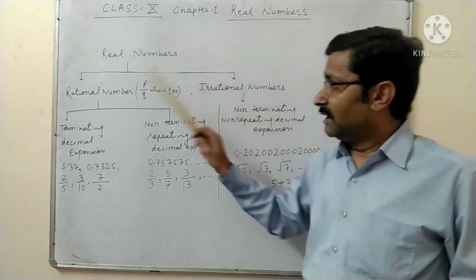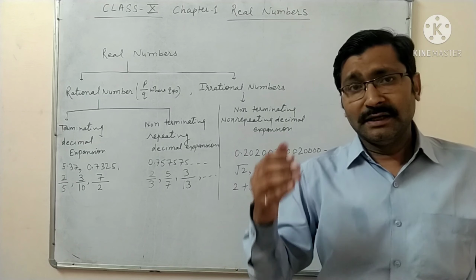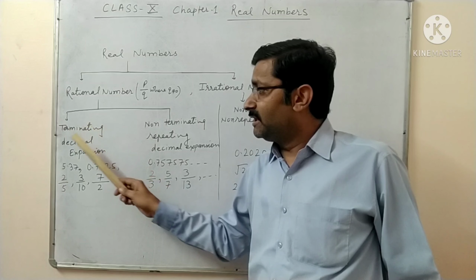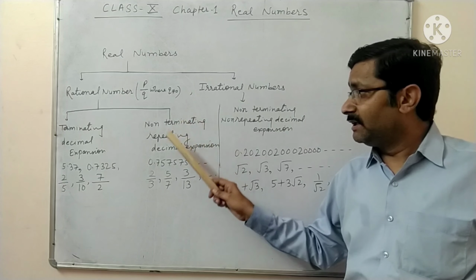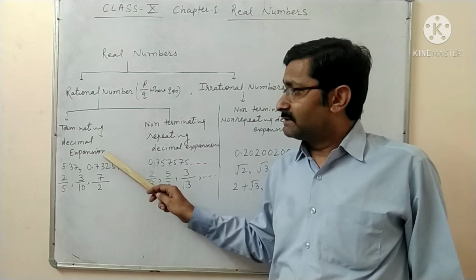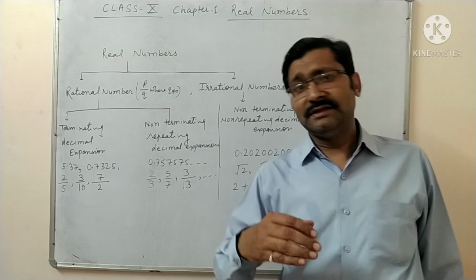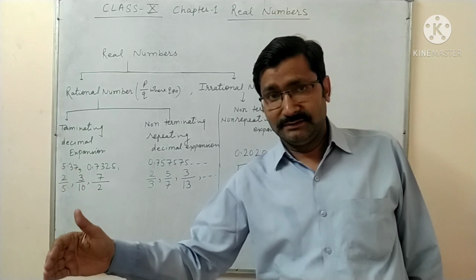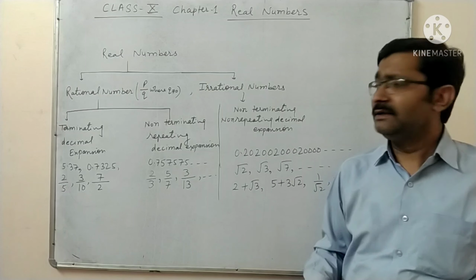Do you all understand? Now, rational numbers can be separated into two formats. First is terminating decimal expansion, and second is non-terminating repeating decimal expansion. Look here, terminating decimal expansion means when we change the fraction into decimal form, it will terminate, meaning it will end. When we divide, we will get remainder 0.